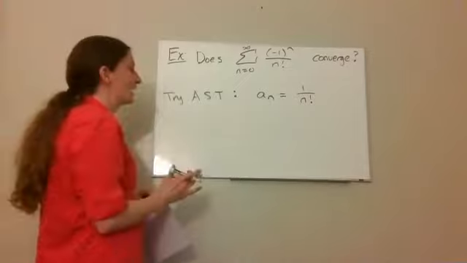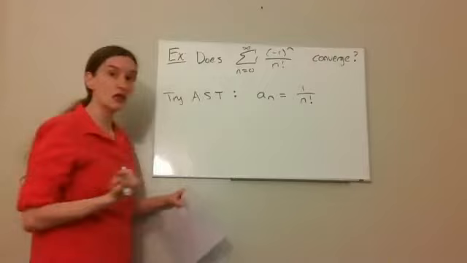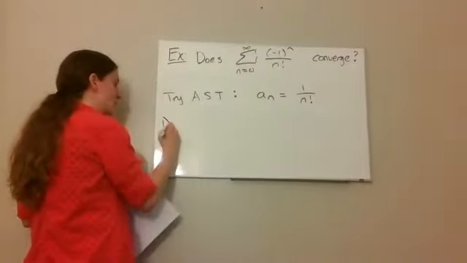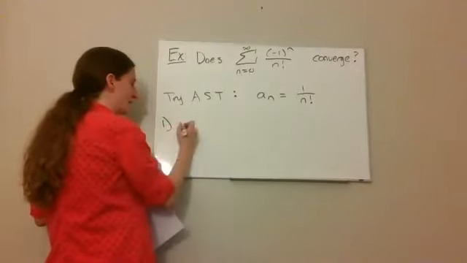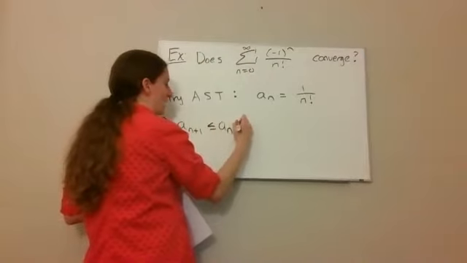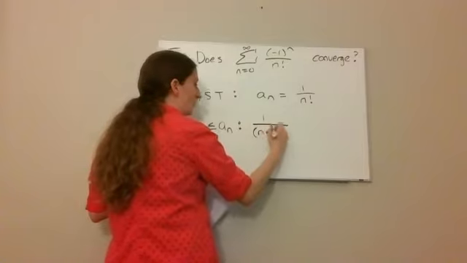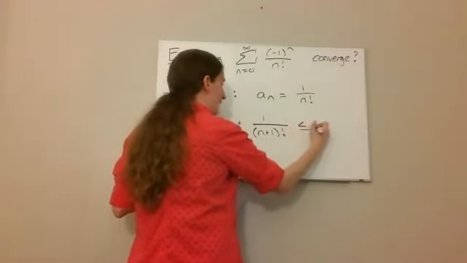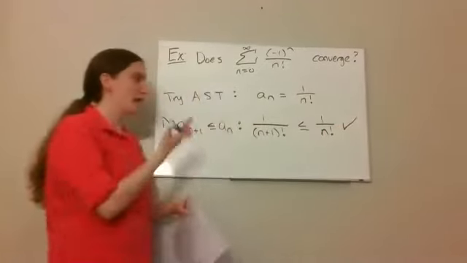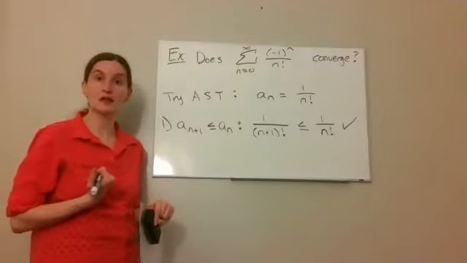So I need to check for this a_n, which is 1 over n factorial, if it's decreasing and if the limit goes to 0. So let's check condition 1 first. Is it decreasing? So I want a_(n+1) to be less than or equal to a_n. Well, 1 over (n+1) factorial is smaller than 1 over n factorial because (n+1) factorial is a bigger number than n factorial is.